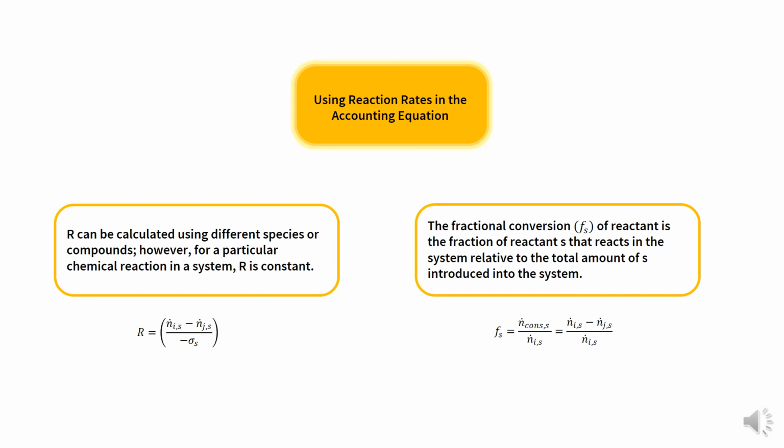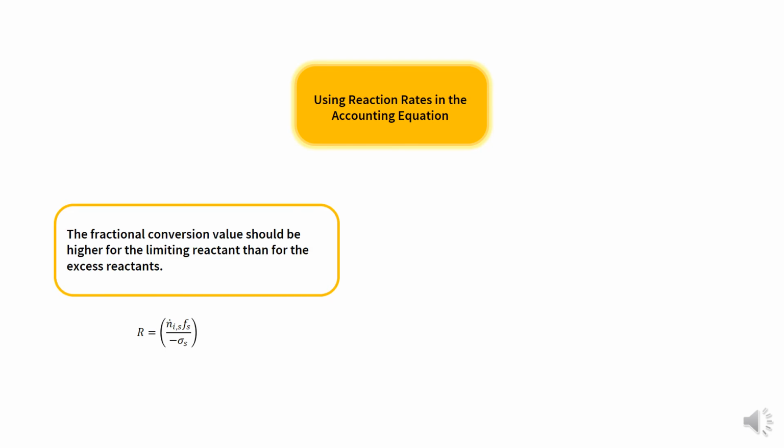And the fractional conversion we can calculate as the molar flow rate input of compound S minus the molar flow rate output of compound S, divided by the molar flow rate input of compound S. And the fractional conversion value should be higher for the limiting reactant than for the excess reactants.